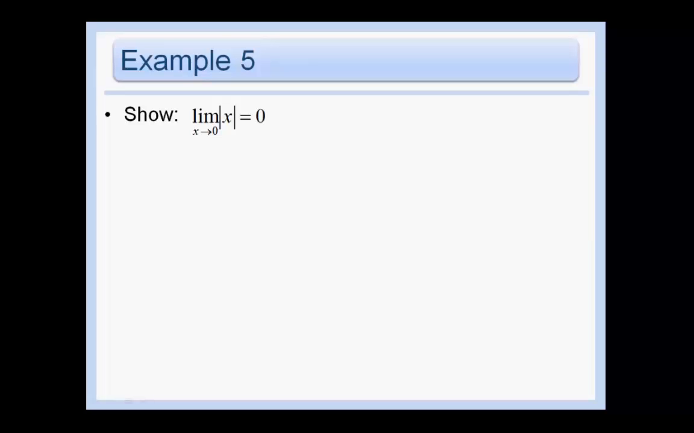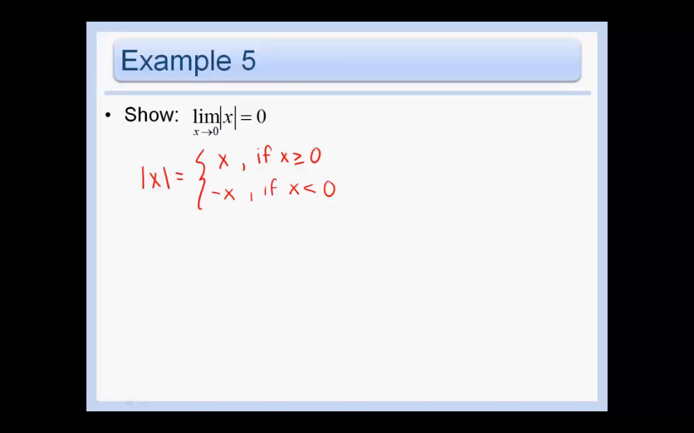Well, let's first think of the piecewise definition of the absolute value of x. So if you remember what piecewise means, we want the absolute value of x. What does it equal? Well, it's going to be x for all values greater than or equal to 0. Right? If x is positive, then the absolute value of x is just x itself. But if x is less than 0, then it's going to be the opposite of x, right? Because the absolute value of -5 is 5, for example.